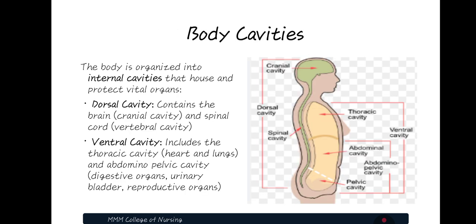Coming to body cavities. The body is organized into internal cavities that house and protect the vital organs. Dorsal cavity and ventral cavity. Dorsal cavity contains the brain in the cranial cavity and the spinal cord in the vertebral cavity. Coming to the ventral cavity, it includes the thoracic cavity, with heart and lungs, and the abdominal pelvic cavity, with digestive organs, urinary bladder, and reproductive organs.